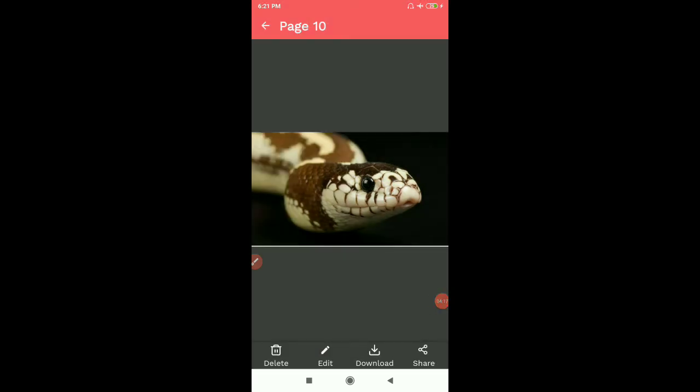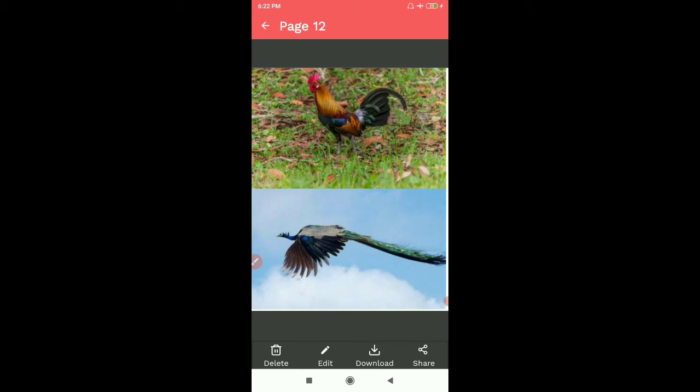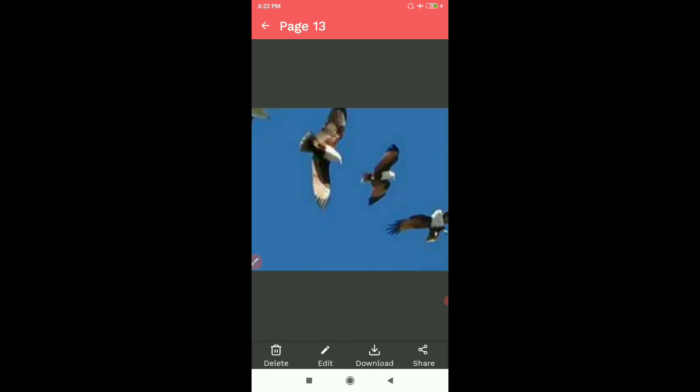Now we will study about birds. Most of the birds can fly. Some birds, like Arctic terns, can fly long distances. Arctic terns fly from the North Pole to the South Pole. Some birds can fly only short distances, like hens and peacocks. Some birds fly at great height, like kites.